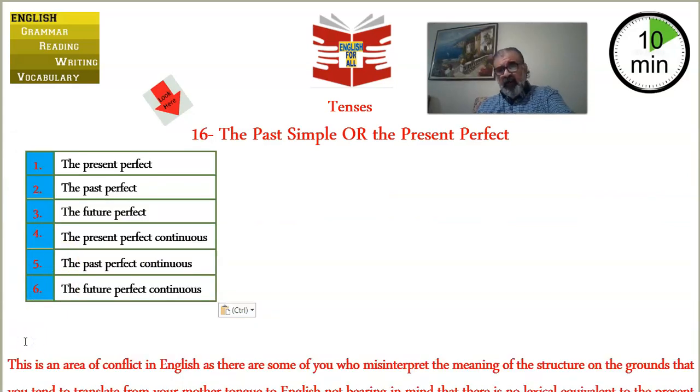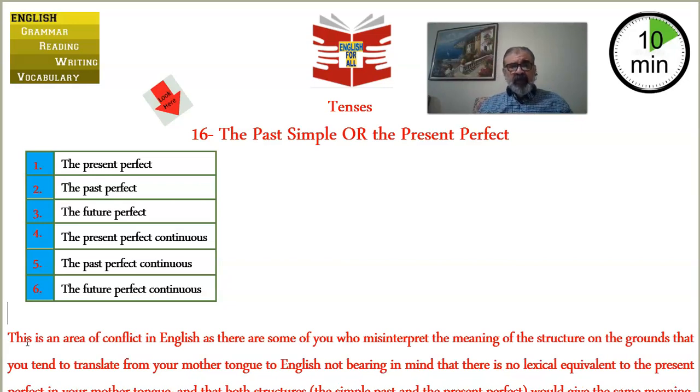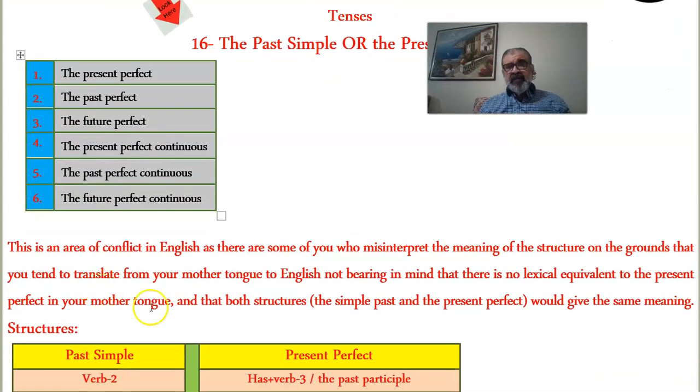So if you look for an equivalent tense in your mother tongue, you won't find an equivalent tense for the present perfect, the past perfect, the future perfect, the present perfect continuous, the past perfect continuous, and the future perfect continuous. Therefore, translating is not going to help.